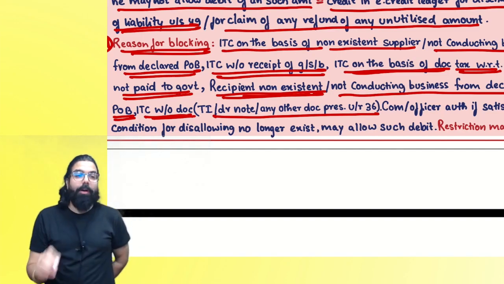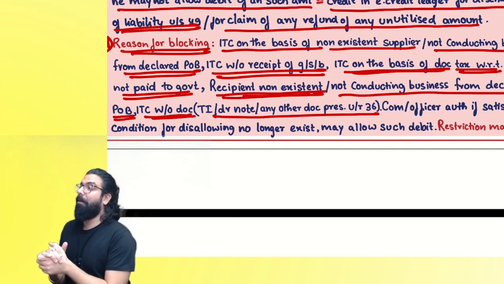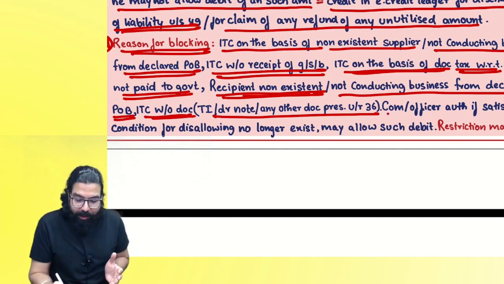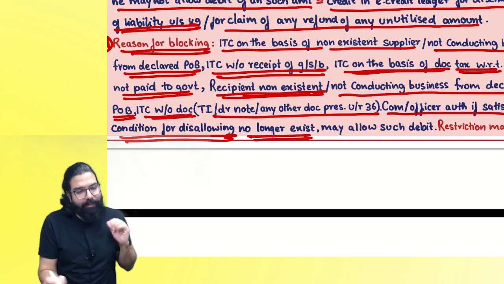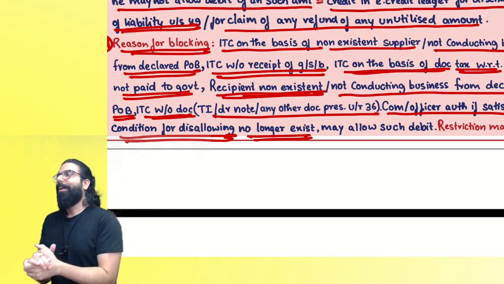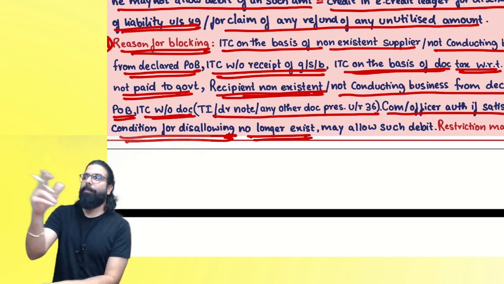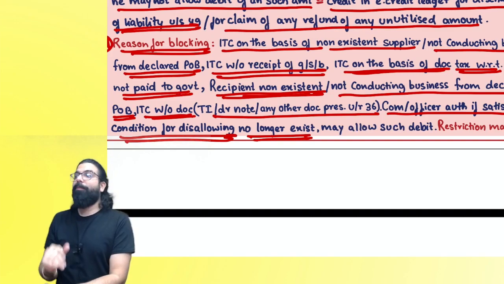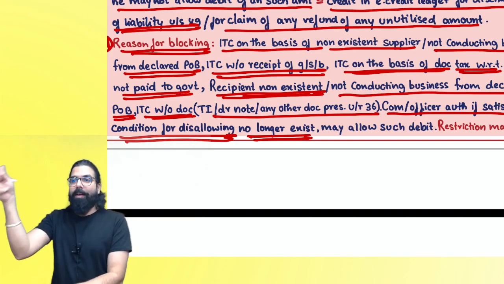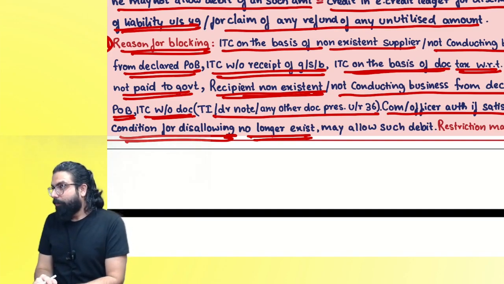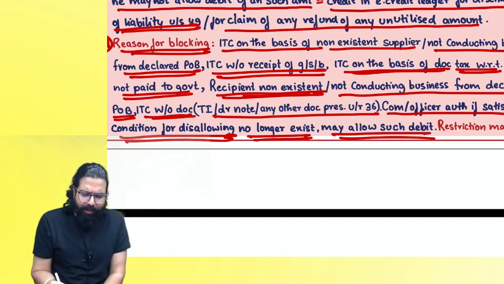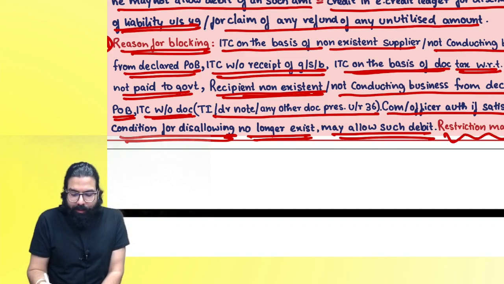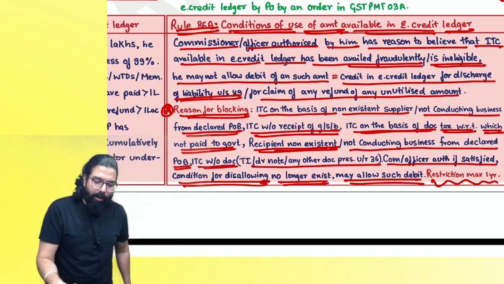The next one: now you go to the officer and say, please unblock my credit, let me use it. The Commissioner or authorized officer, if satisfied that the condition for disallowing no longer exists, will allow it. You go to the officer and tell him, sir, I had closed down my business, I transferred my premises, and I was about to file for amendment of registration and change my address. Are we clear? If you talk to the officer, the officer will allow such credit. But the restriction, at maximum, he can do it for 1 year. Are we all clear with this point?